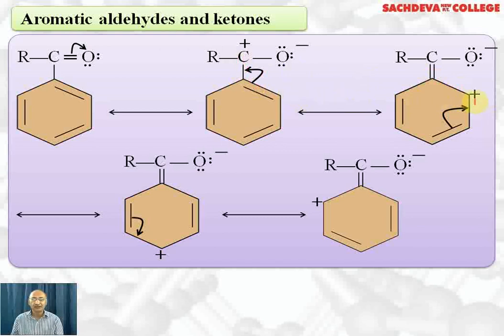This positive charge will come at the ortho position because pi electrons have taken part in double bond formation. Positive charge will come at the ortho position, so pi electrons from here will shift to form a double bond and positive charge comes at the para position. When positive charge is at the para position, the pair of electrons comes here and positive charge again comes at the ortho position. So aromatic aldehydes are less reactive because there is positive charge.